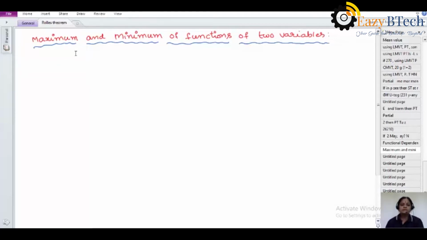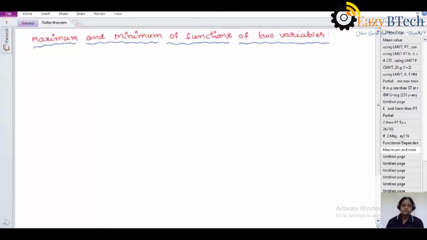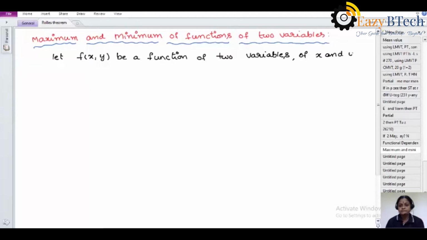And today my topic is maximum and minimum of functions of two variables. So let f of x comma y be a function of two variables, x and y.